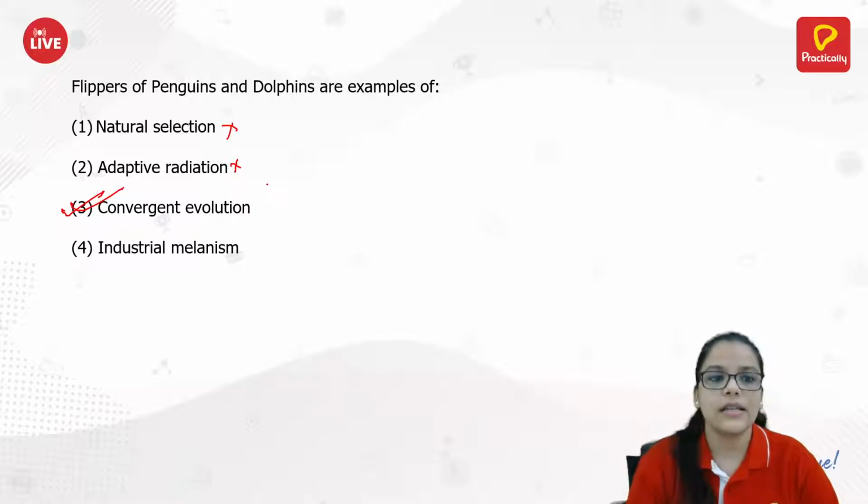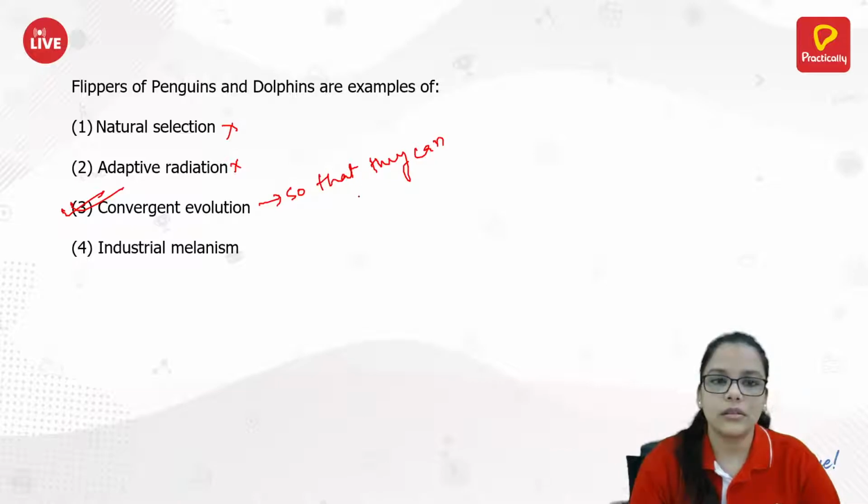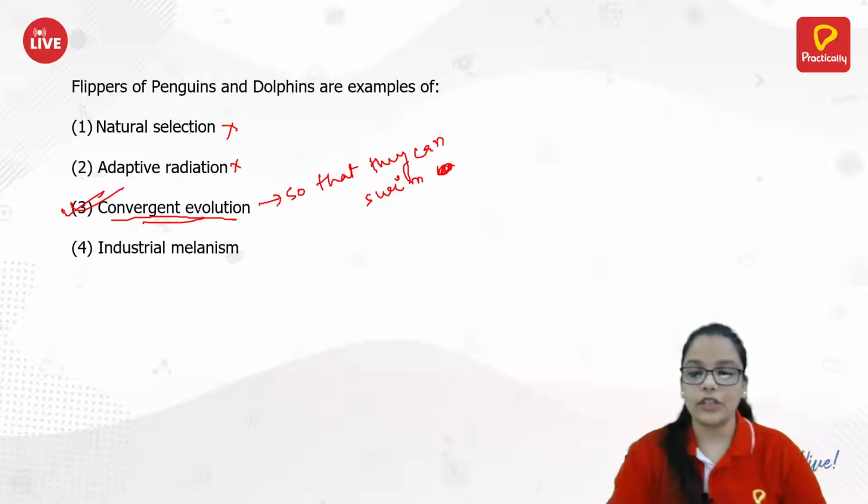The answer is convergent evolution, so that they can swim. Okay, basically in cold water or something, they can swim. So that is why this is an example of convergent evolution. Okay, how much time do we have? We don't have a lot of time.